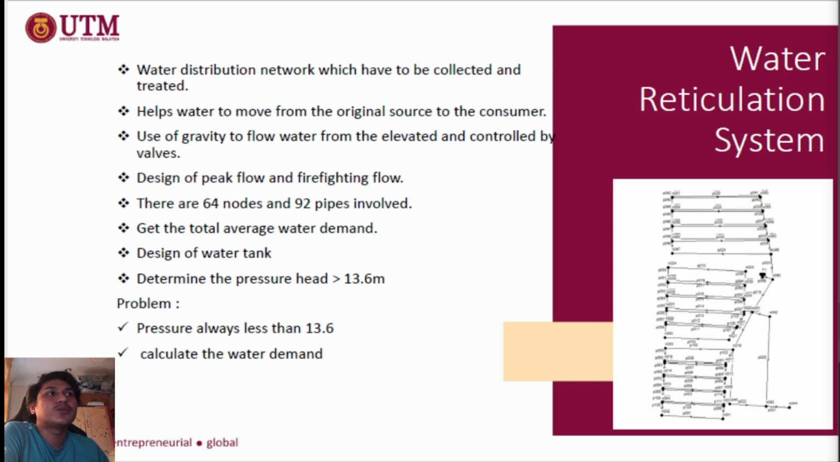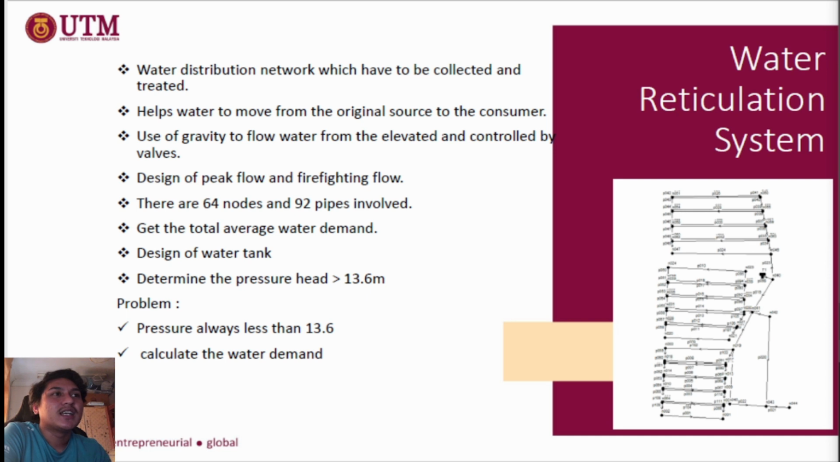The next department is water reticulation. Water reticulation is the water distribution network which has to be collected and treated. Water reticulation helps water to move from the original source to the consumer. And in our project, we use gravity to flow water from the elevated level, and it will be controlled by the valve. The two important things in this design project is we have to design first the peak flow and second is the firefighting flow.